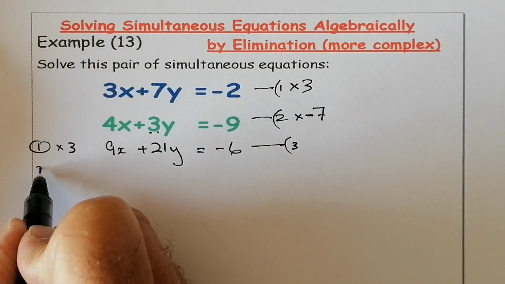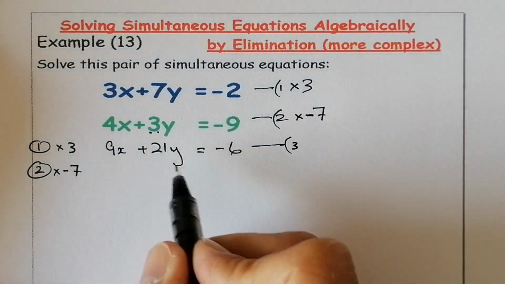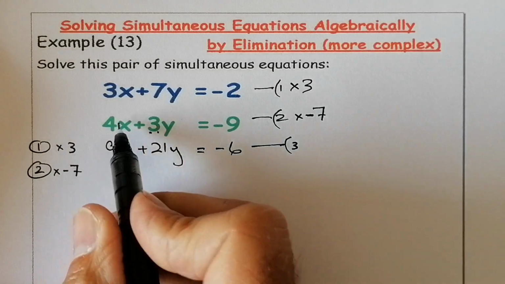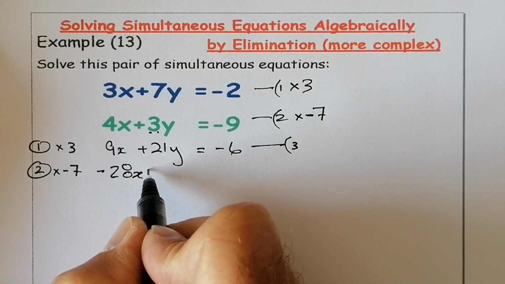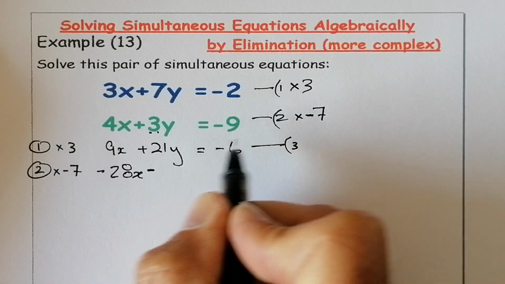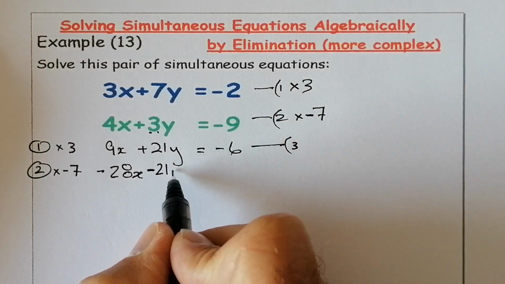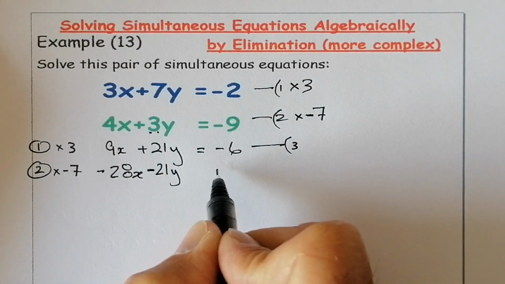Well, I then said I'm going to multiply equation 2 by negative 7. Okay, so what that should do is give me a good negative 21 sitting in here. So negative 7 will give me negative 28x. And what we've got here is 7 times 3 gives me 21. I've got one negative, so it's negative 21y. So that's going to allow me to eliminate the y variables that are here.